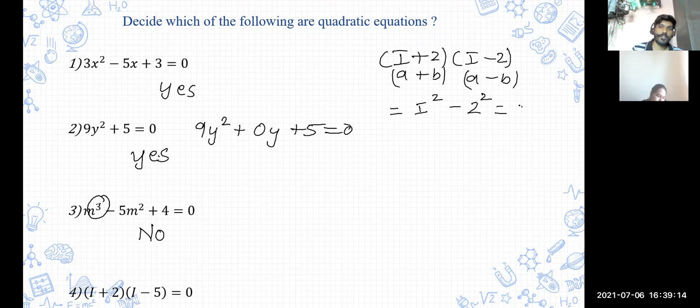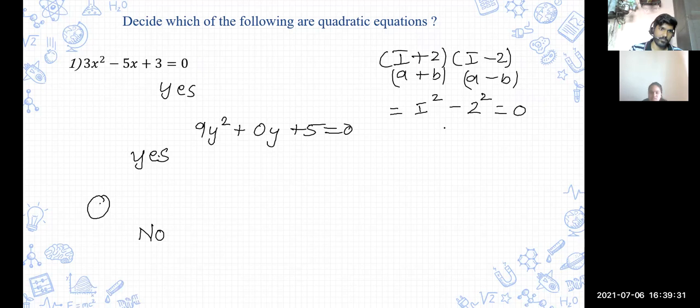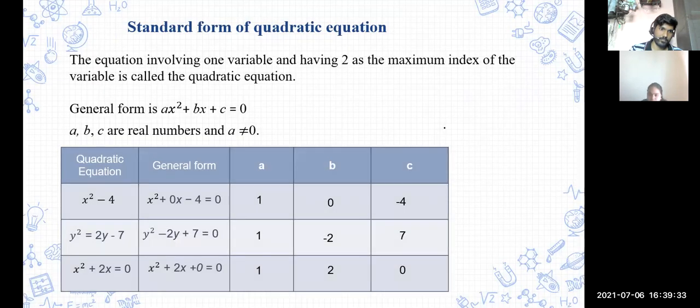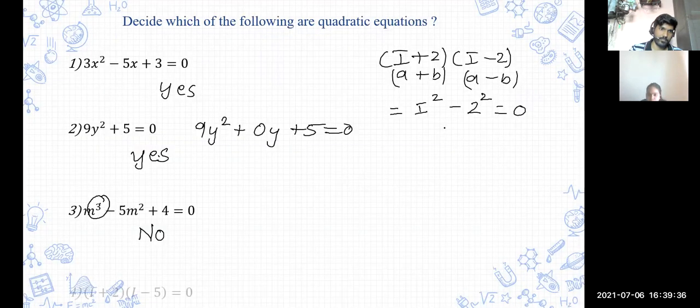By the way, in questions 2 and 3, we did not fill in the boxes in the textbook on page 32. This is 2 and 3. 9y square plus 5 equals 0, and m cube minus 5m square. There were boxes in the textbook for that. Wait, I'll open the textbook, page number 32.